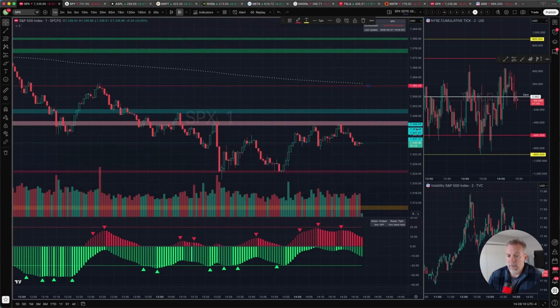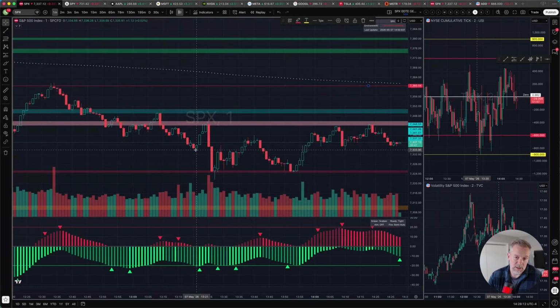But then, right, we got ourselves a little bit of a bounce. So I probably took that off somewhere in here. We got ourselves a little bit of a bounce. I did not catch that bounce because I wasn't sure how high it was going to go.